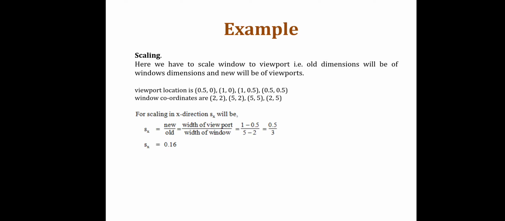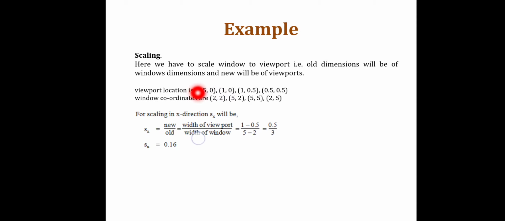Okay. So here Sx is the new coordinate divided by old. What is the new? New means we are mapping from window to viewport. So viewport is new and window is old, right. So new is nothing but the width of the viewport, and old is the width of the window. So what is the width of the viewport? How are we going to find the width of the viewport? High minus low. What is the high of the viewport? This 1 will be high, right, and this 0.45 will be low.